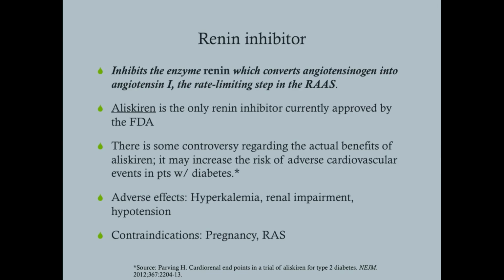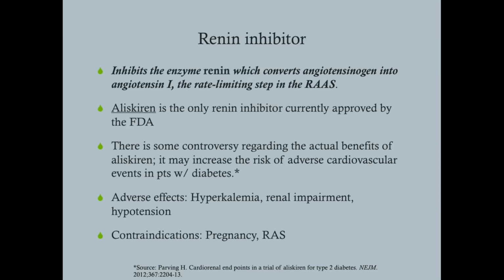Okay, and then we've got the renin inhibitor. So the renin inhibitor is aliskiren, and you do not hear about this medication a lot because it's kind of controversial and there are some major drawbacks to it. It's certainly not the first medication you're going to go to ever. So the renin inhibitor aliskiren inhibits the enzyme renin, and that is the enzyme that converts angiotensinogen into angiotensin I, which is the rate-limiting step in the renin-angiotensin-aldosterone system.